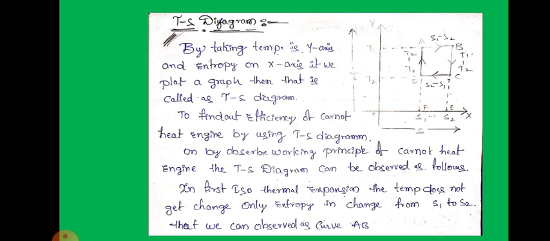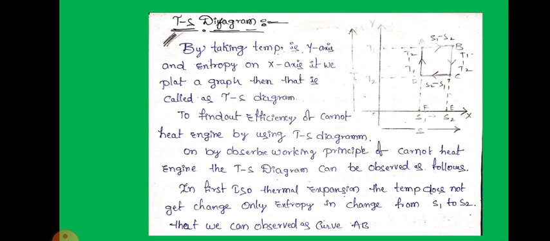So very important one, to find out efficiency of Carnot heat engine by using TS diagram. On observing the working principle of Carnot heat engine, the TS diagram can be observed as follows. In first isothermal expansion, the temperature does not change, only entropy changes from S1 to S2. So that we can observe as curve AB.